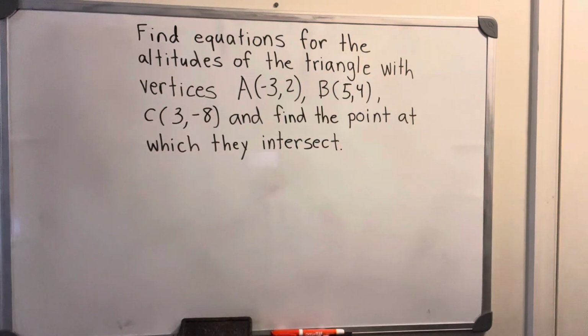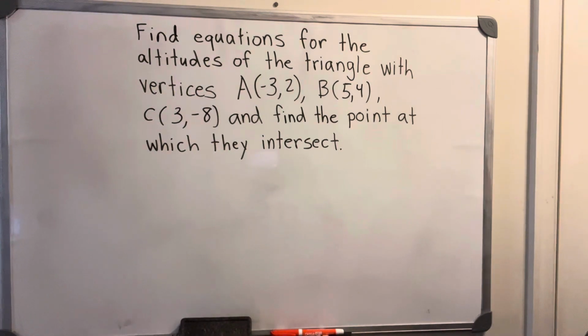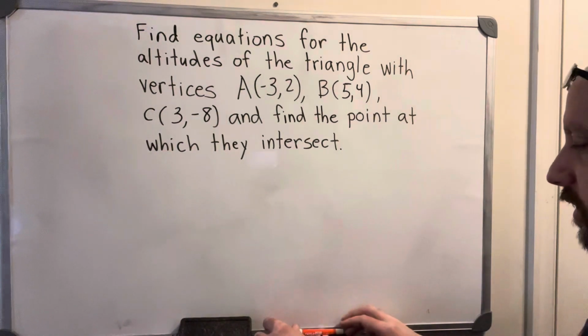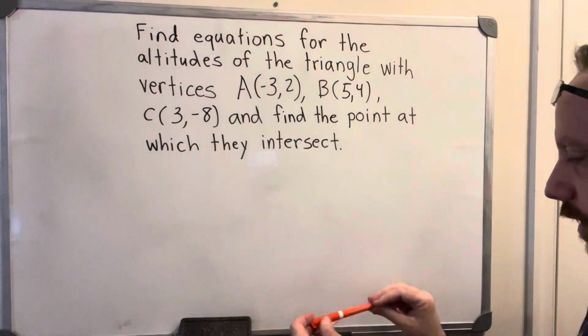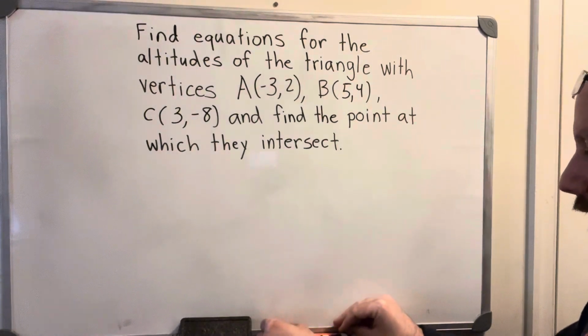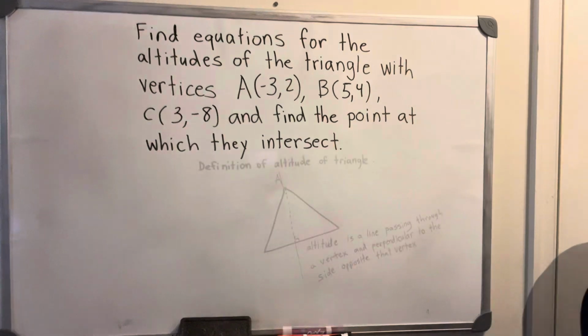This problem says, find equations for the altitudes of the triangle with vertices A (-3, 2), B (5, 4), and C (3, -8), and find the point at which they intersect. Well, something important for this problem is to know what an altitude is. So first we'll look at that.